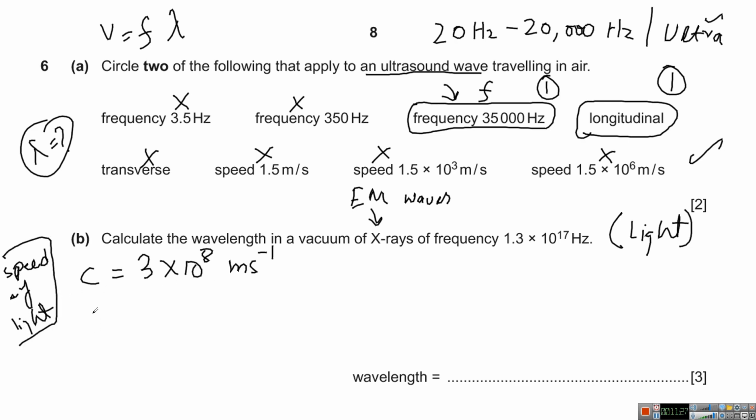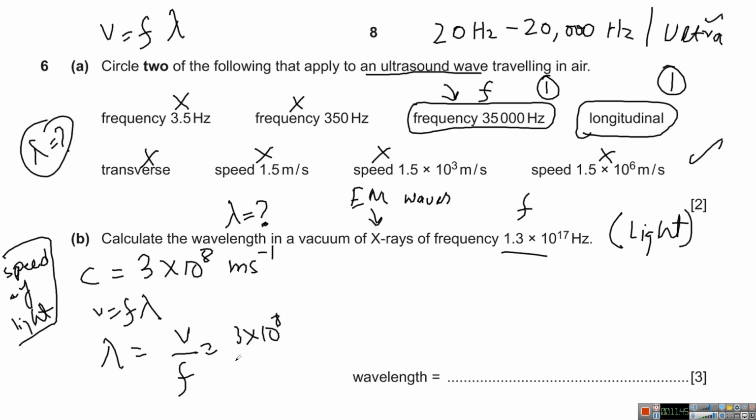So we do know v is equal to f lambda. We have the value for f, right? We want to calculate lambda over here, the unknown. So it is going to be v by f, which is going to be 3 into 10 to the power 8 divided by 1.3 into 10 to the power 17, and that is going to be a large negative number.